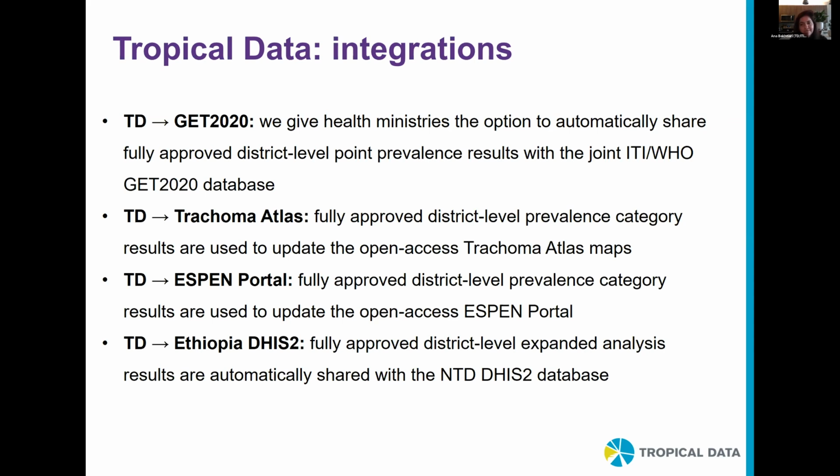And then this year, in collaboration with the Federal Ministry of Health in Ethiopia, and with the support of their in-country partners and our developer, Adam Wilson, we worked to establish an API to provide real-time access to an expanded analysis result with the NTD DHIS2 database. This integration ensures that the federal ministry, as well as any subnational NTD database users, have access to the Trachoma survey results without the need for manual export and import of those data from the Tropical Data website.